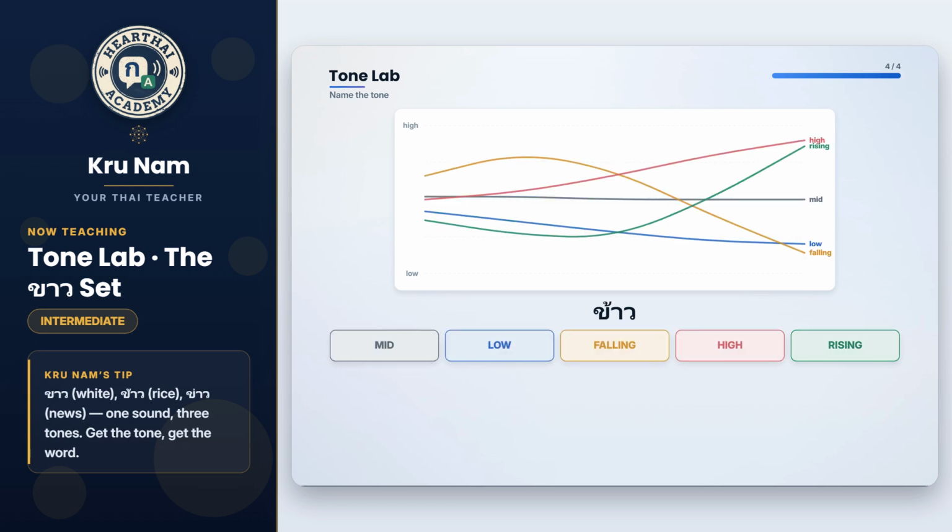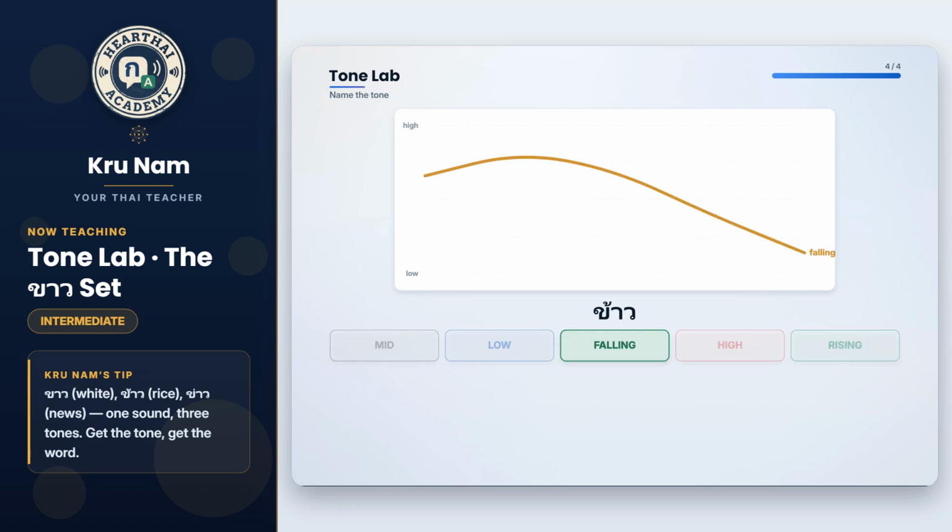One more, and this is the one that matters at every dinner table. Listen carefully. Khao, khao. Up or down? It fell, so that's khao, rice. Had it risen, you'd have said khao, white, and ordered yourself a plate of the color white for dinner. That is exactly why we drill tones.